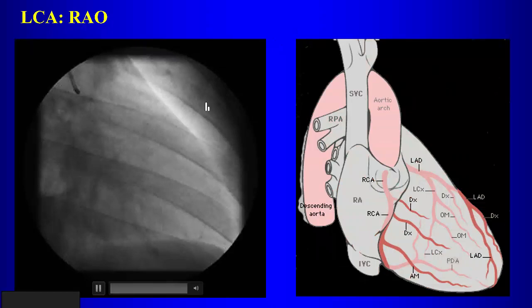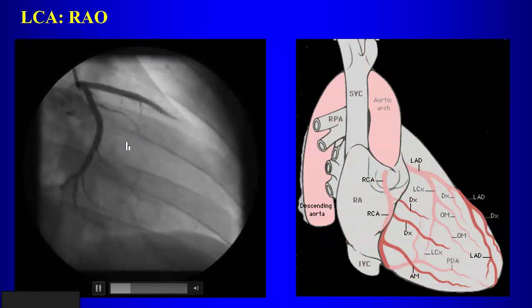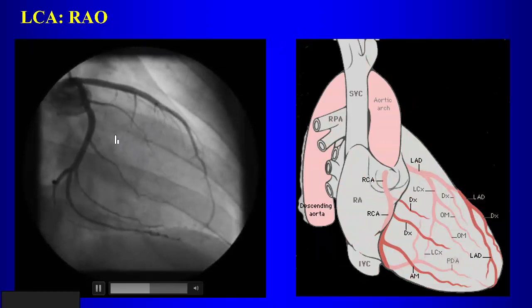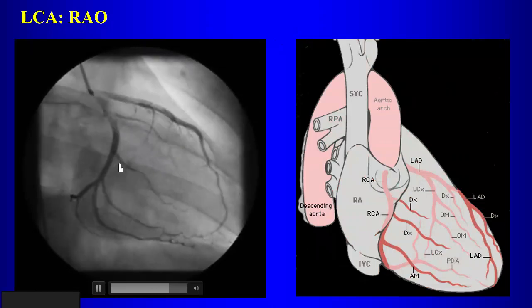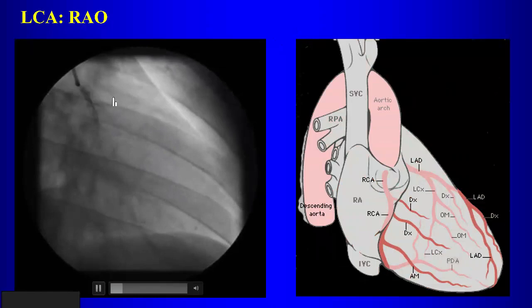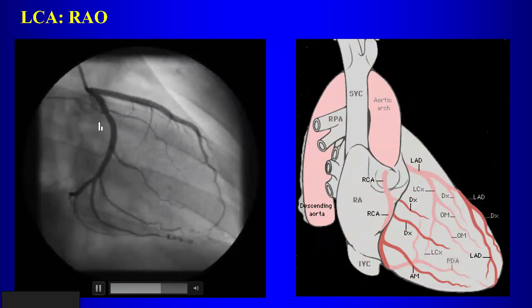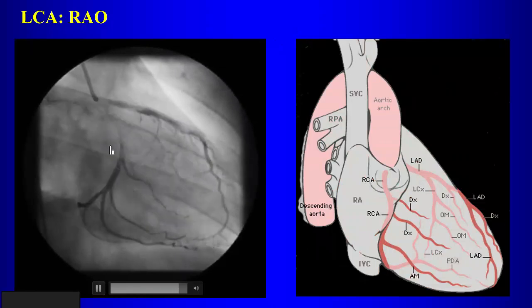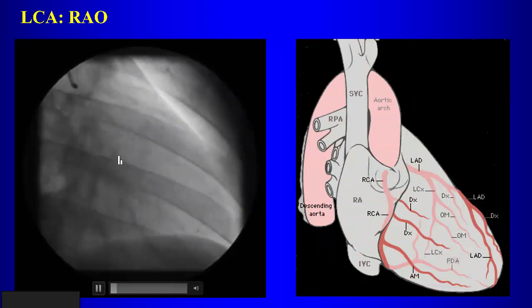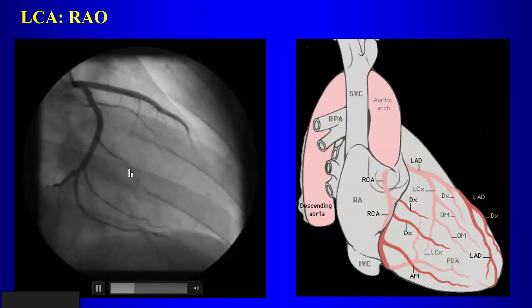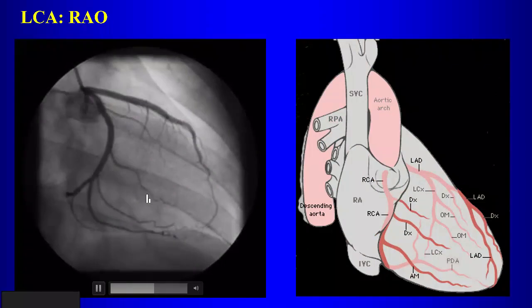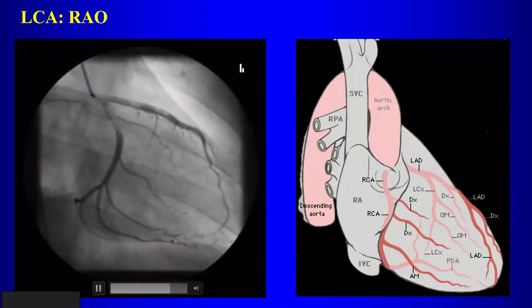Same thing with the left coronary artery and the right anterior oblique view. When we inject the left main coronary artery in this right anterior oblique view, okay? So this guy over here would be the LAD, right? This guy over here, the circumflex. So these branches coming off the circumflex would be the obtuse marginal branches, right?